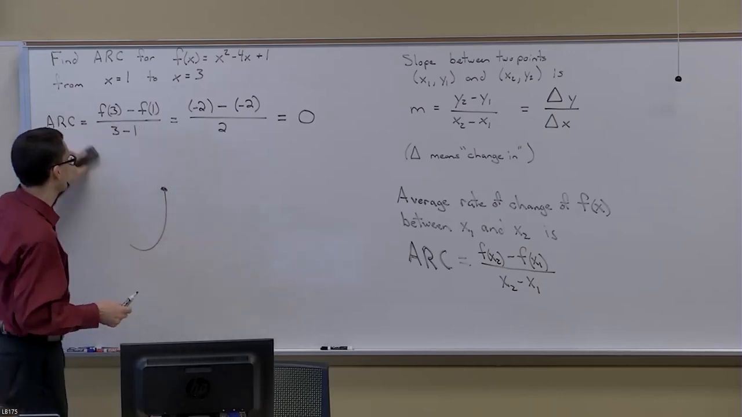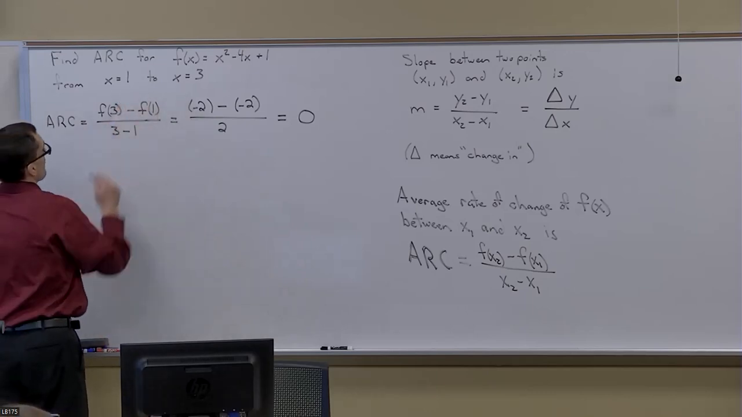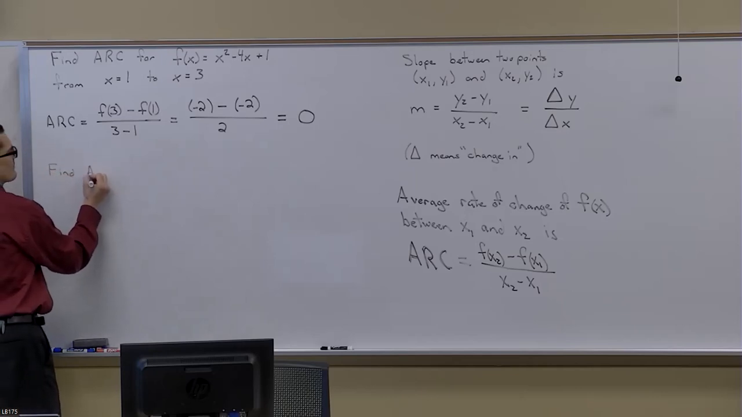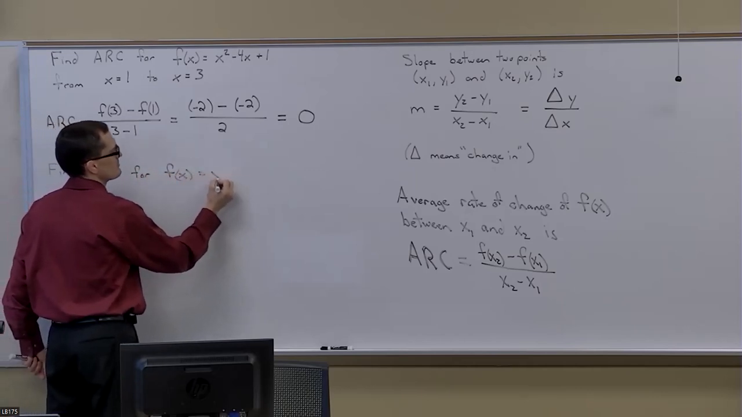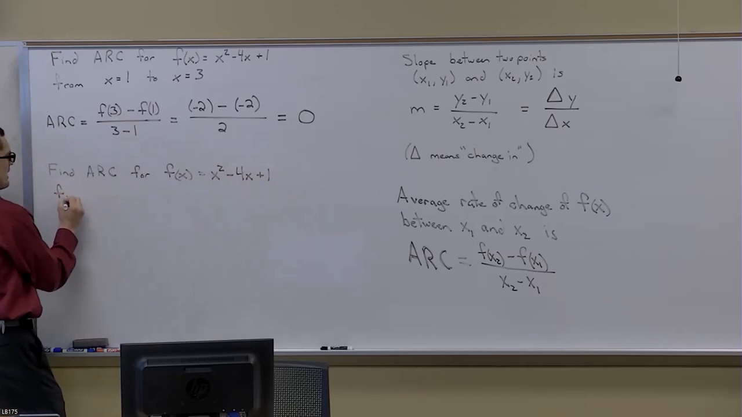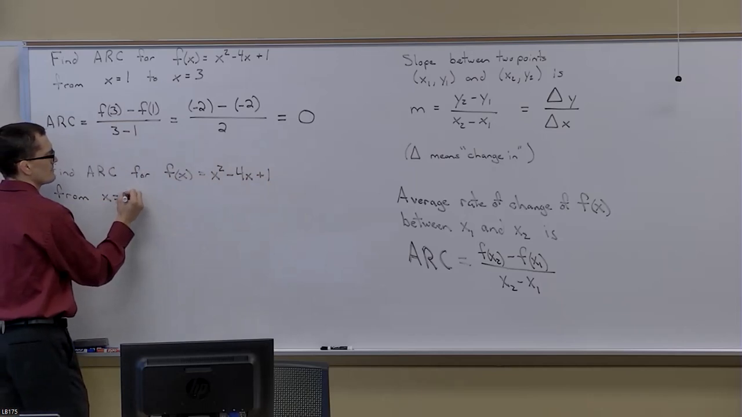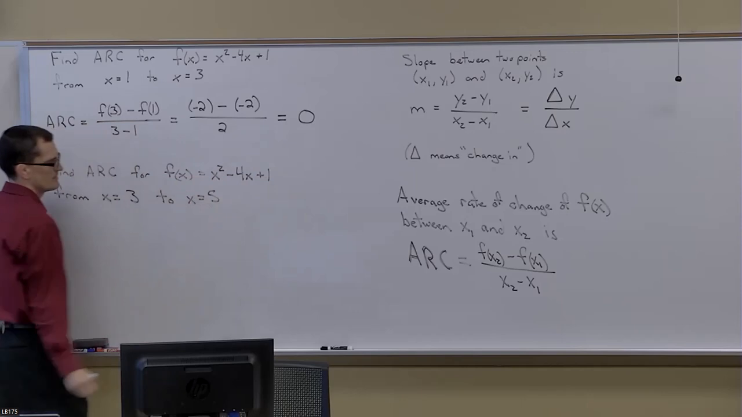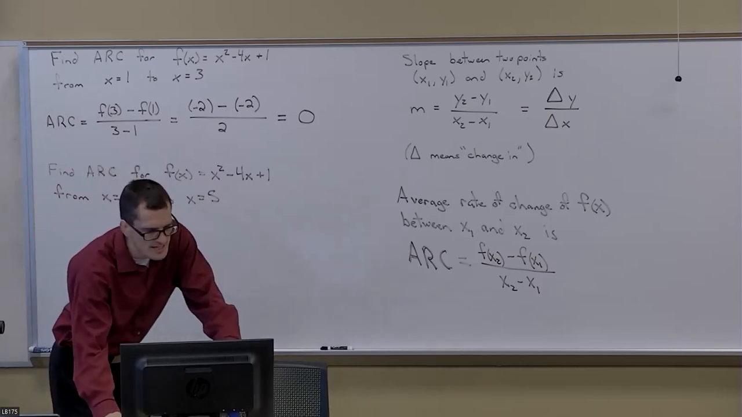Now, obviously, if we wanted to use other x values with the same function, so let's do that. Let's find average rate of change for f of x, which is that same function, x squared minus 4x plus 1, from x equals 3 to 5. So start at x value 3, go to x value 5. Go ahead and do that one on your own.